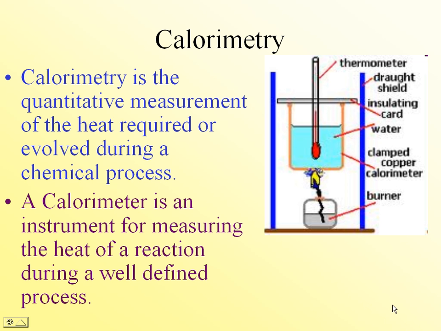We have a burner of some sort. You could put a peanut or popcorn or some kind of substance that you want to burn here, and this would be the amount of water that you're going to try to heat up. This is the thermometer to measure the heat change in the water. This container is usually insulated at the top so that we don't lose any heat to the environment.